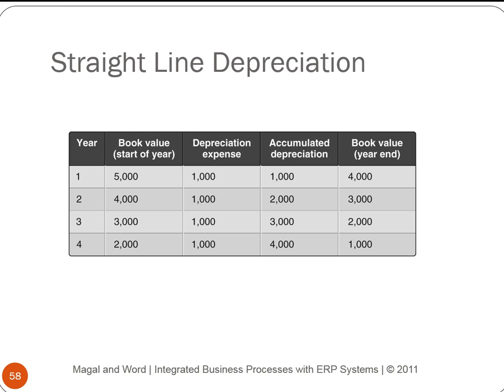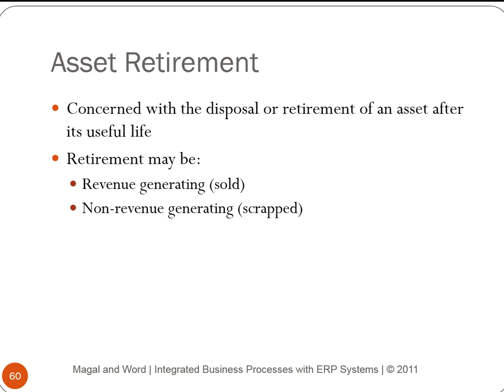Okay, this is straight line depreciation. The book value at the start of the year: let's say you are a car rental company, and at the start of the year the car was worth $5,000, and there's a depreciation of $1,000, so the book value at the end of the year, the depreciated value of the car, is $4,000. That's what this is trying to say. Then there's retirement: if you have a retired asset, you have to account for that too.